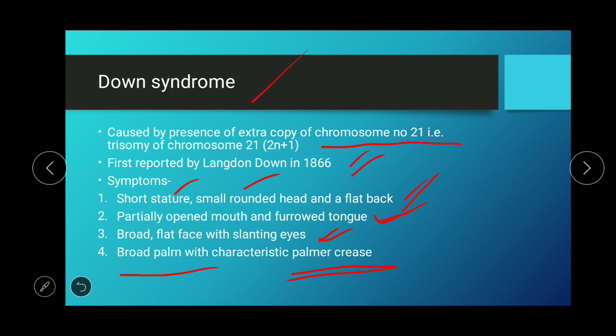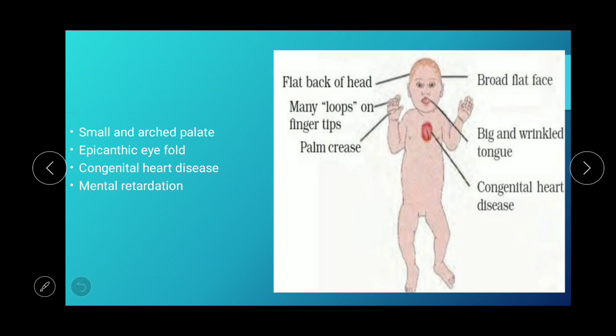All of us have creases in our palm, but here the crease will be abnormal. You can see the palm crease is abnormal, with many loops on the fingertips, then a flat back, a big and wrinkled tongue, that is furrowed tongue, a broad flat face, and congenital heart disease will also be there. Congenital means the disease is present from birth. Small and arched palate, epicanthic eye fold will be abnormal, like Mongolian people you can say. Congenital heart disease, mental retardation, that means the normal IQ will be less here.